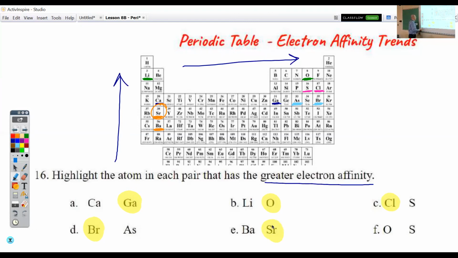And then our last combination. So our last combination is oxygen and sulfur. So here's oxygen and sulfur. Oxygen is higher up, closer to the top.